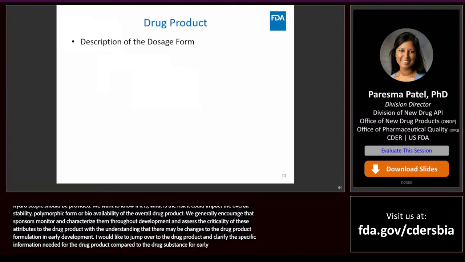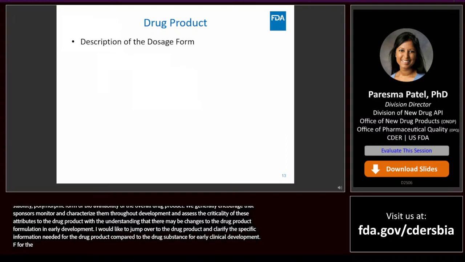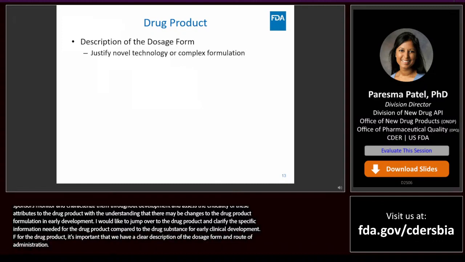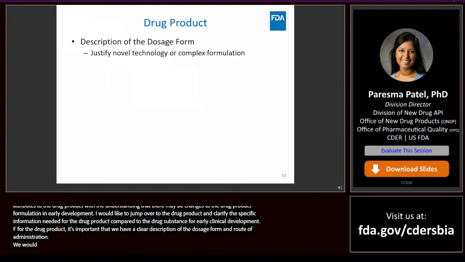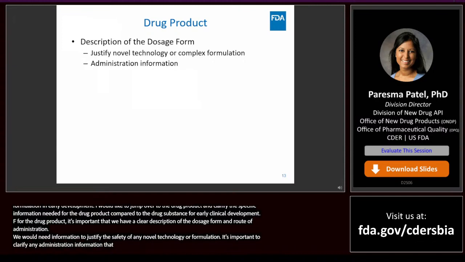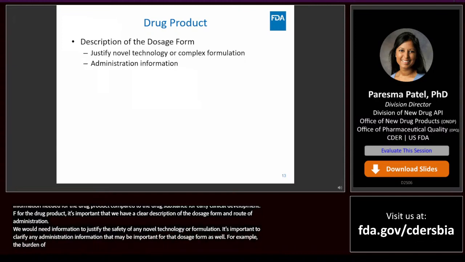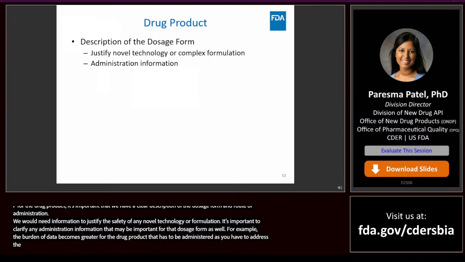For the drug product, it is important that we have a clear description of the dosage form and route of administration. We would need information to justify the safety of any novel technology or complex drug product formulation. It's important to clarify any administration information that may be important for that dosage form as well. For example, the burden of data becomes greater for a drug product that has to be administered parenterally, as you have to address sterility and endotoxin concerns and consider any stability or compatibility issues associated with any administration devices or solutions for diluting the drug product.